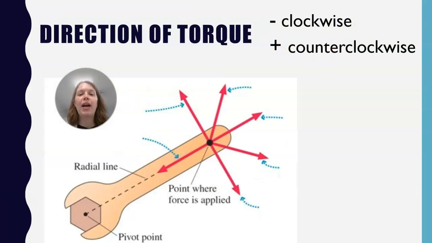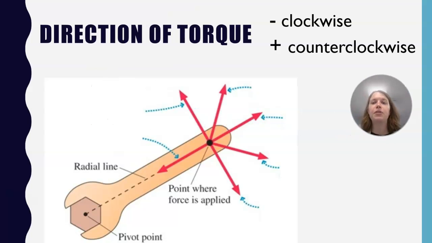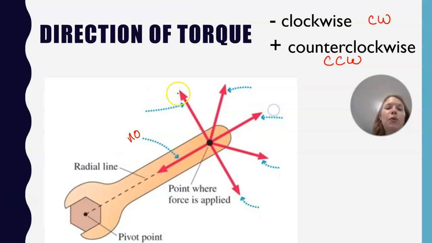So what direction does torque twist something? We're going to define as our convention that positive is counterclockwise, or CCW, and negative is clockwise, CW. So do these forces do any torque? And if they do, what direction would it be? This force, because it's parallel with the radial line, does no torque. Go ahead and think about that, pause the video, and I have the answer on the next slide.